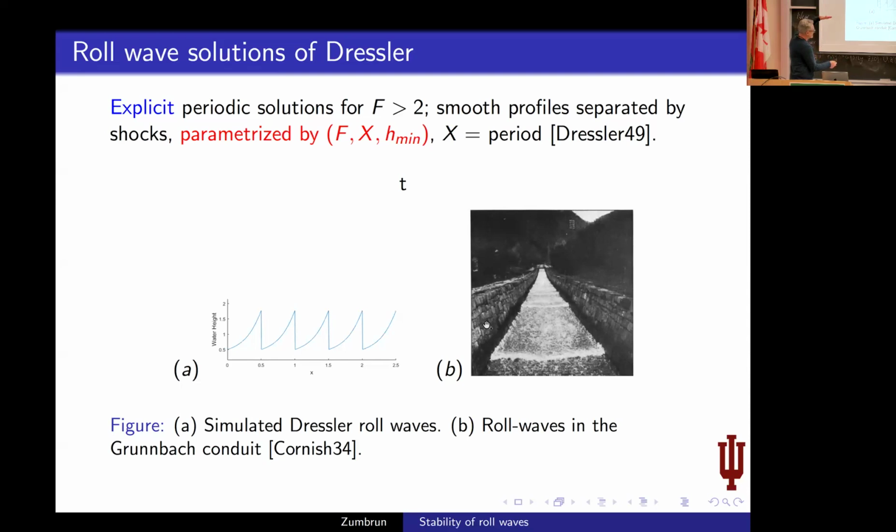This is some kind of alpine conduit delivering water. And you see these well spaced out waves. Of course the spacing depends on how you scale your figure, but what we have found is they're pretty well separated. Okay.